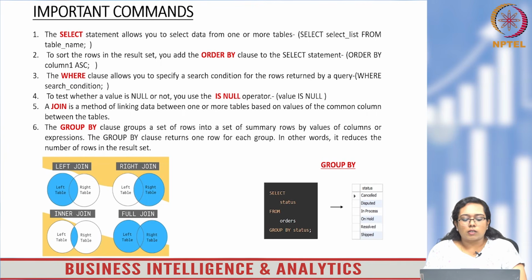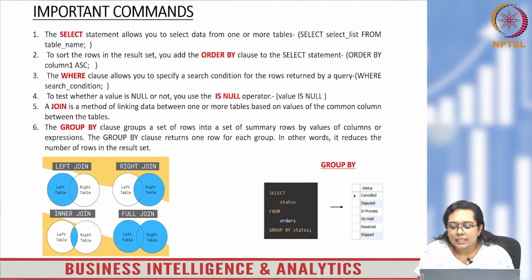Next is the group by clause. It groups a set of rows into a set of summary rows by values of columns or expression. The group by clause returns one row for each group. In other words, it reduces the number of rows in the result set. For example, in the example mentioned below, select status from orders group by status. What are we doing? We are selecting the field status from the table orders, and we are grouping it by status.